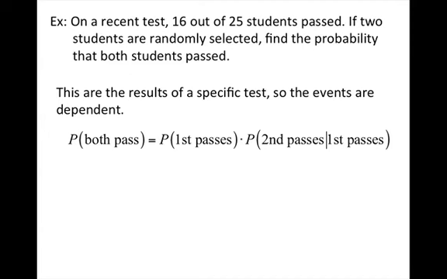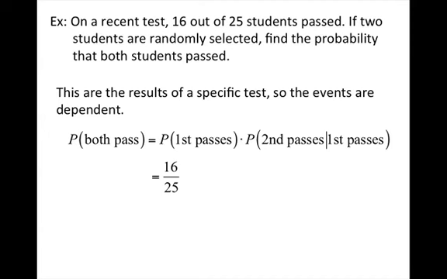So the probability that both pass is equal to the probability that the first one passes times the probability that the second student passes, knowing that the first one passed. So I've got a class of 25 students and 16 passed the test. And I want to know, if I just randomly pick two of those students, what are the chances that both passed? So for the first student I select, I've got 16 that passed out of 25 total. So the probability of choosing a passing student is 16 out of 25.